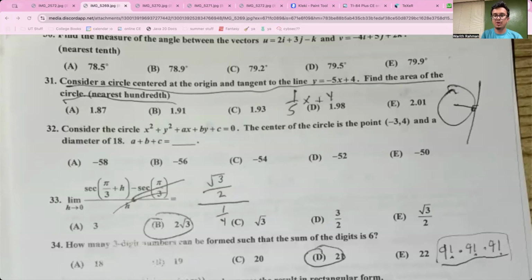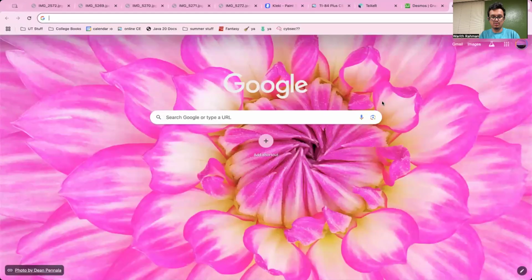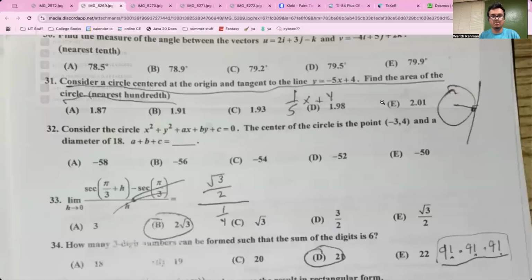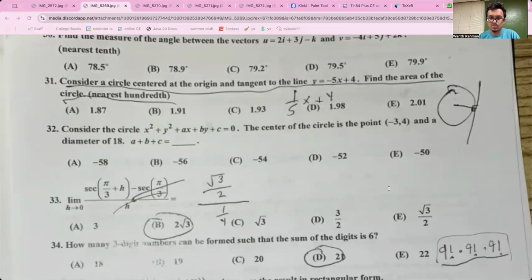Equals 0. Now you just need to figure out what a plus b plus c is. So 6 minus 8 minus 55. Negative 57. I'm so washed.